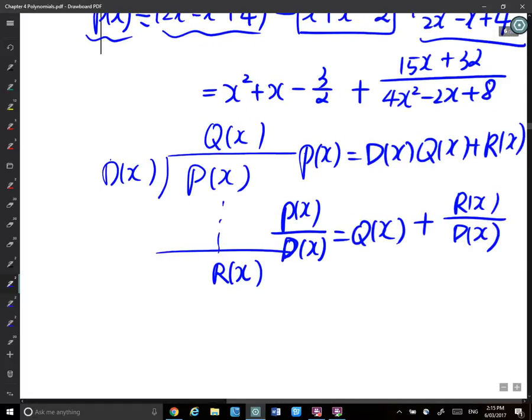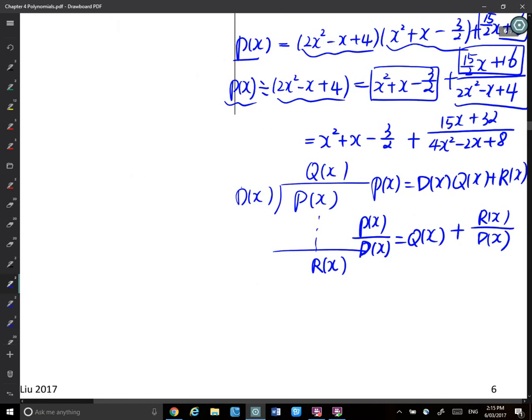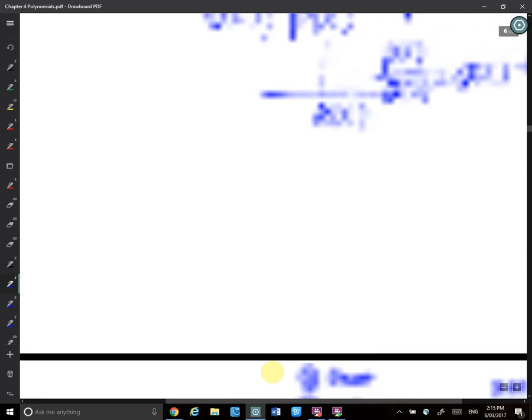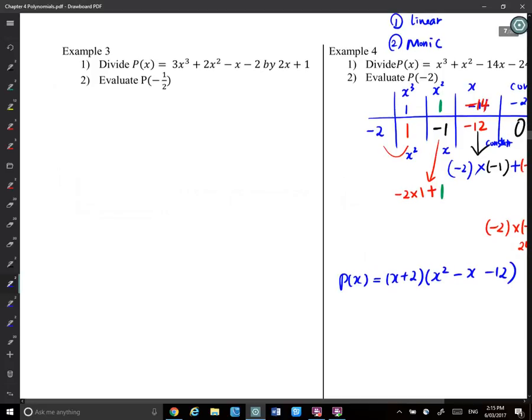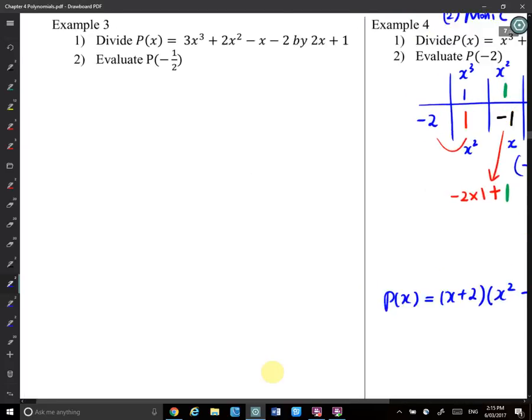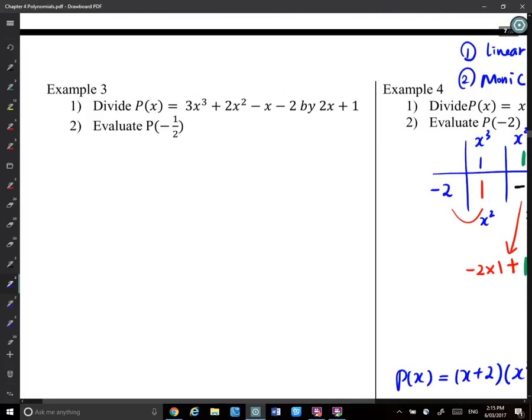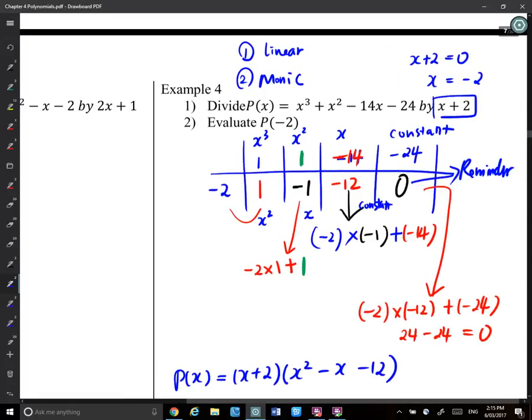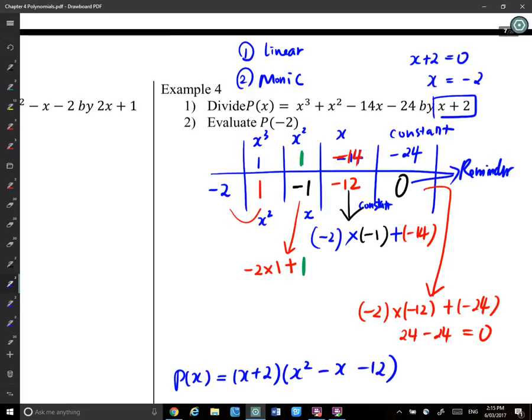I'll ask you to finish that. And let's go to the next one. So last week I told you it must be a monic linear to use the synthetic method. But actually, if it's not a monic linear, I can still use that method, but we need to do some adjustments to that.